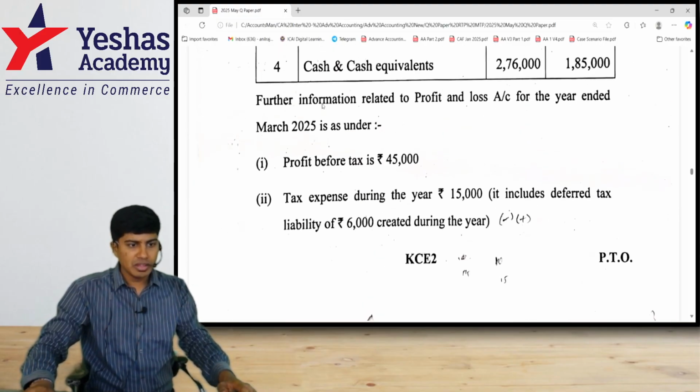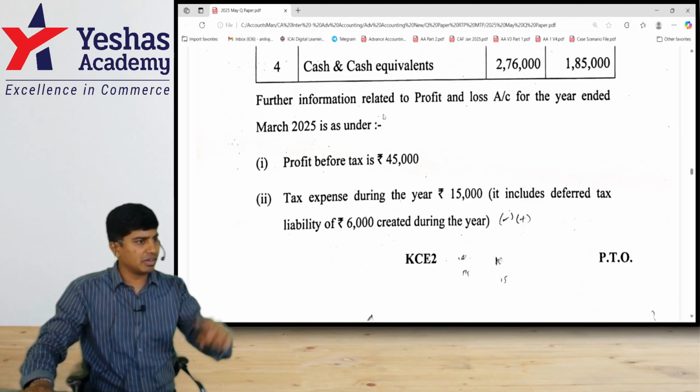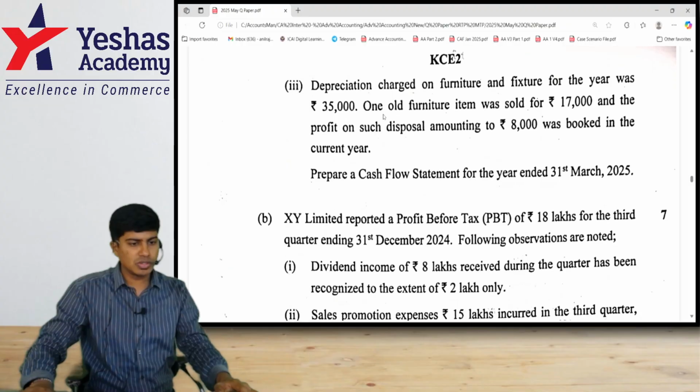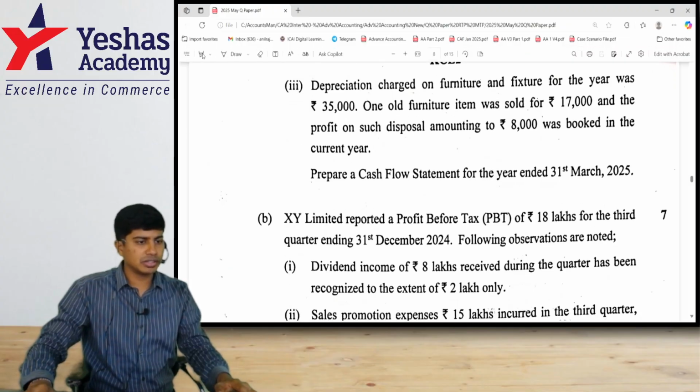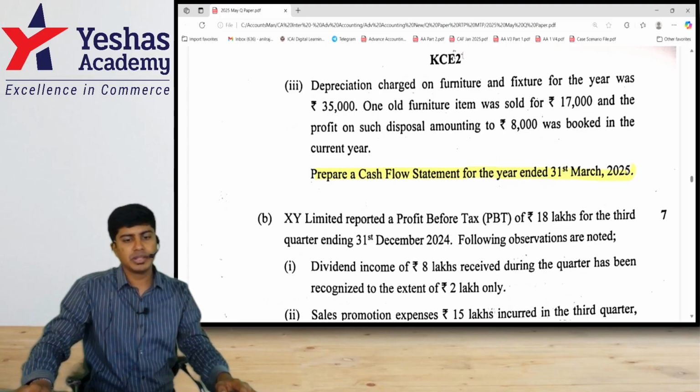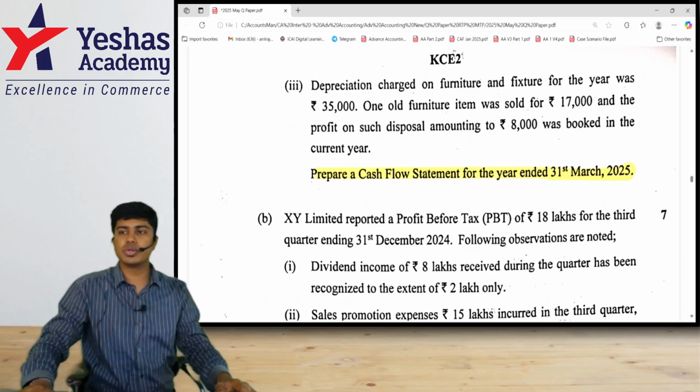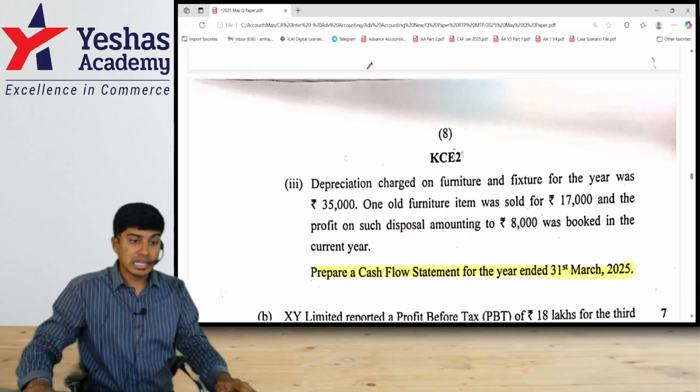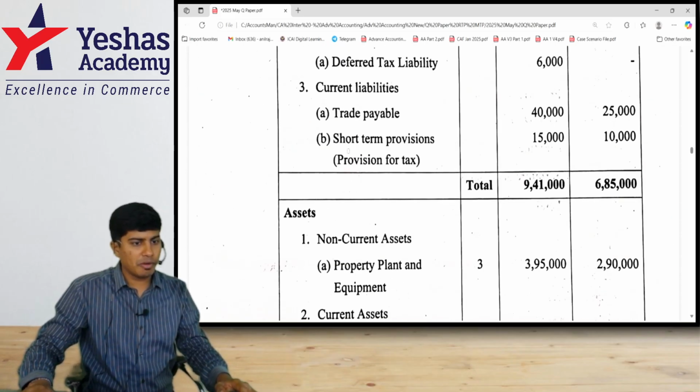See the last line. Further information relating to P&L is given. They've given balance sheet with notes to accounts. Last line of the question, they're saying prepare cash flow statement for the year ended 31st of March 2025. Let's begin. What do we have at the top of the question?